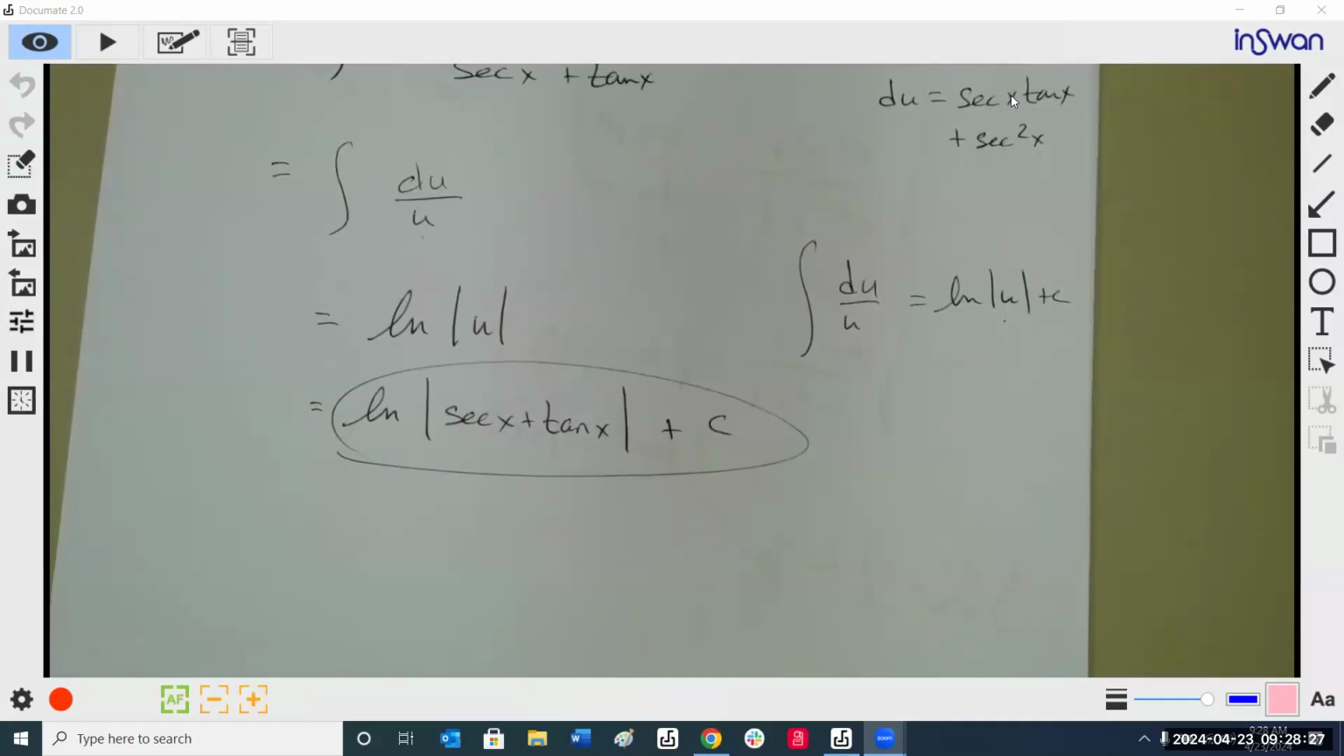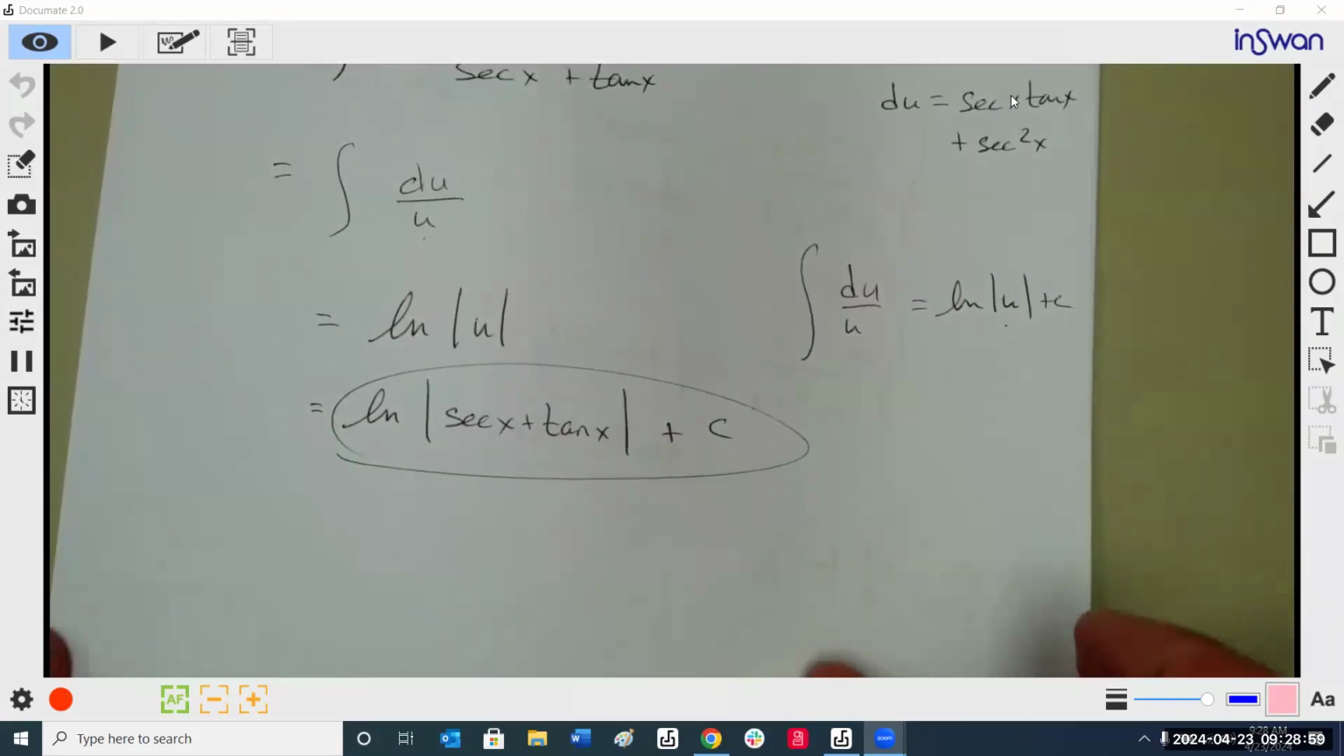Why do we put absolute values around the secant x plus tangent x? Because you cannot take logarithms of negative numbers or zero. So what we have to do here is make sure, because secant and tangent could both be negative values. So we want the absolute value only. So that's where we take the absolute value of it.